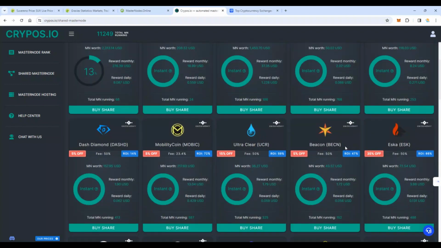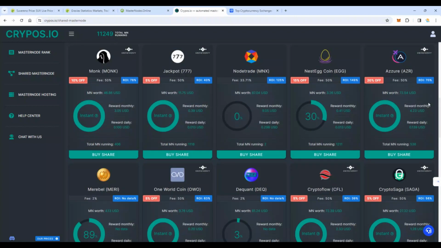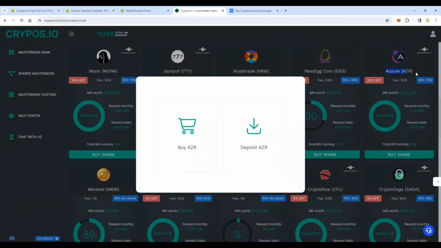So let's say, for example, we want to participate in, I'm not finding any good projects that I can use, but Azure. Okay, this one looks good. It has some good numbers, the monthly returns. So what you're going to do, number one, is click on buy share, and this is going to take you to a page where you need to provide some information. First, you need to deposit the Azure tokens.